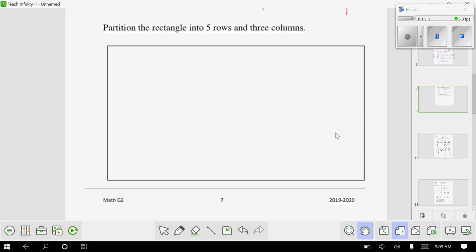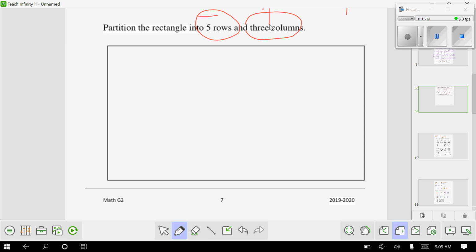Here we want to partition the rectangle into 5 rows and 3 columns. We have a rule when we want to partition any rectangle. They want 5 rows and 3 columns. It's wrong to draw 5 lines and 3 lines. Teacher told me the rows are side to side and the columns are up and down.